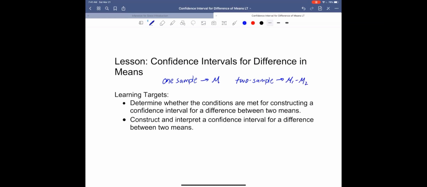Now there are two learning targets today, and the first one is really just going to help us arrive at the second one. The first learning target says, determine whether the conditions are met for constructing a confidence interval for a difference between two means, which will lead us to the second learning target, which is to construct and interpret a confidence interval for a difference between two means. And you can expect by the end of this lesson, we'll be able to do this using the four-step process of state, plan, do, conclude.